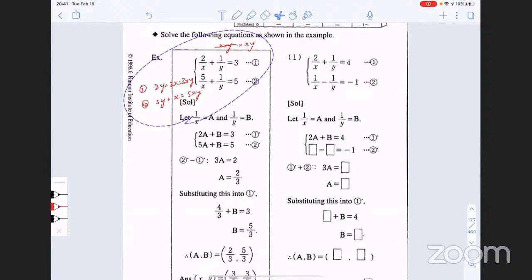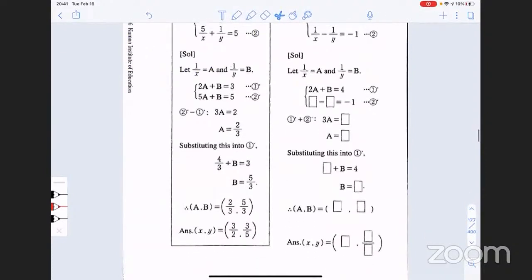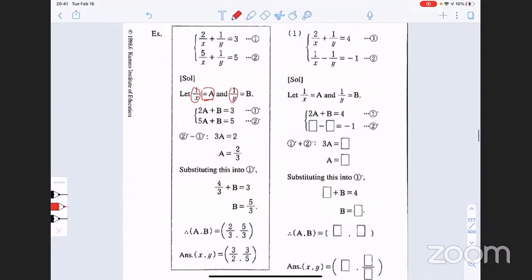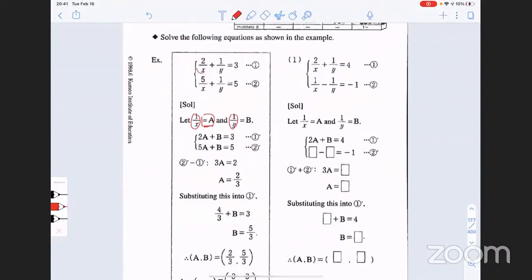So what we do in the example, sorry, my bad, is that we are substituting 1 over x by a letter a. So we can treat a as a big X or big Y. We can actually substitute anything, but in this case, the question is using a. And we're substituting 1 over y using b. So when we look at 2 over x, this is actually 2 times 1 over x. So I can actually use 2a to represent that, right? And 1 over y, as the question states, we can use b.